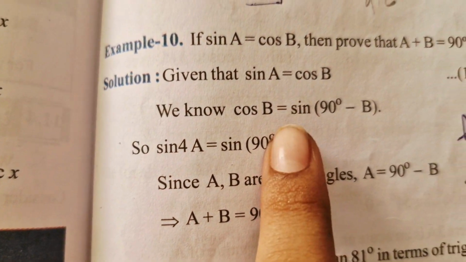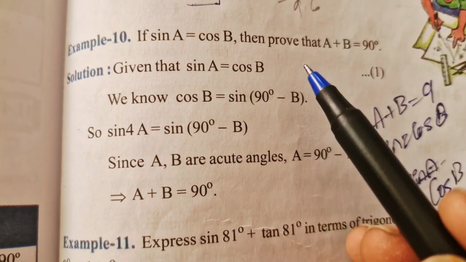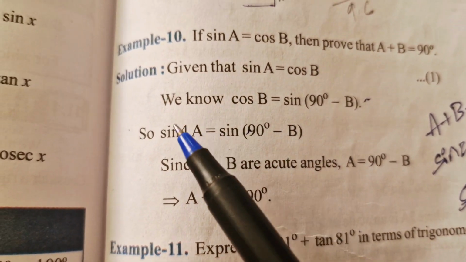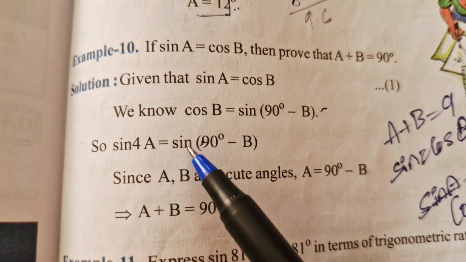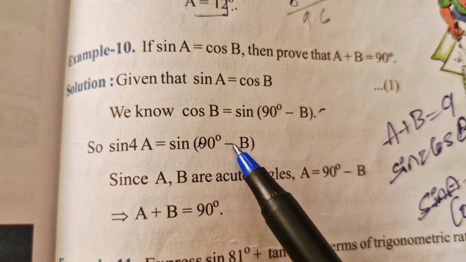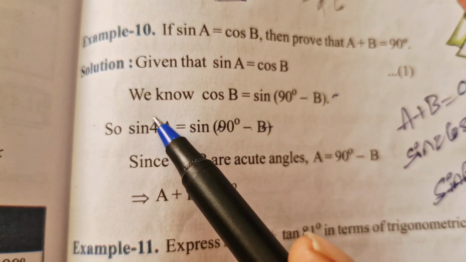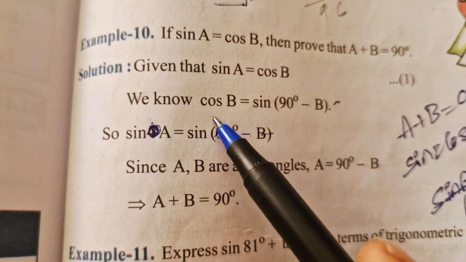we know that cos B is equal to sin 90 minus B. We have substituted this over here. So sin A is equal to sin 90 minus B. This 4 is a printing mistake. It is not there. So sin gets cancelled.